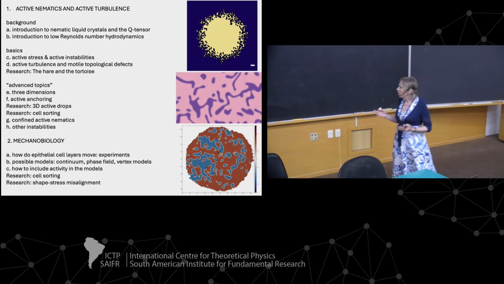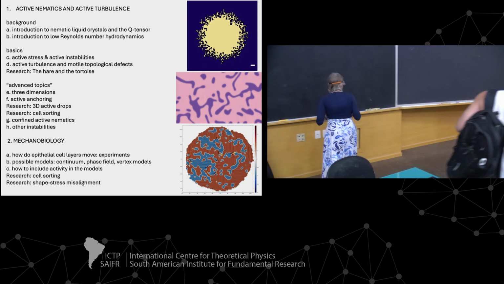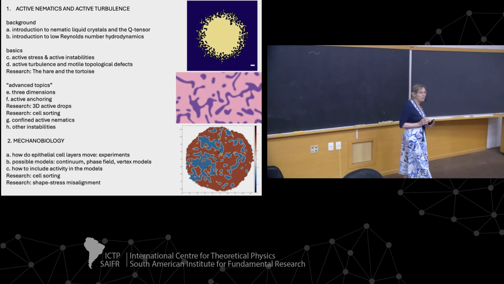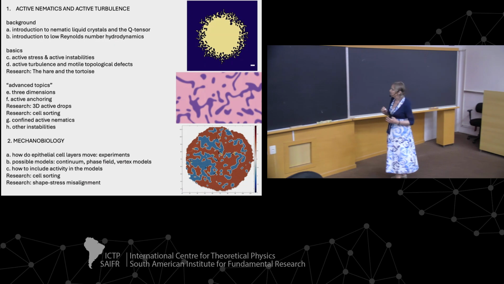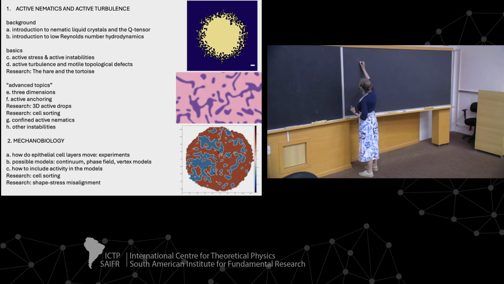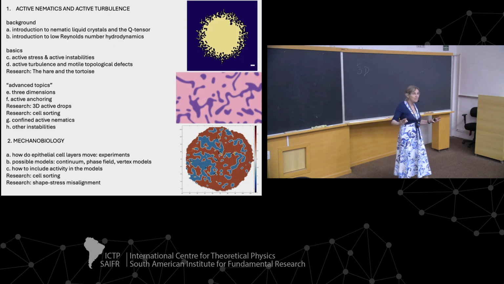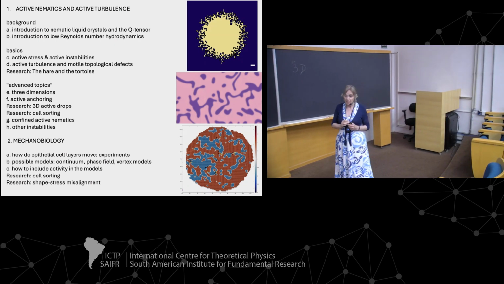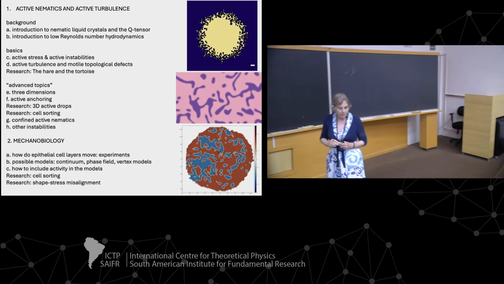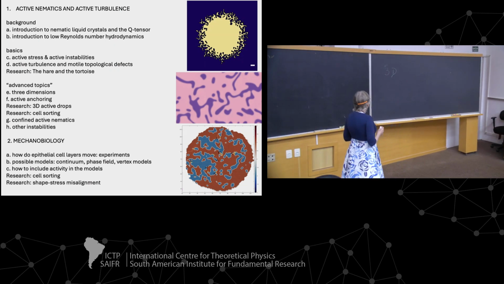Because we want to think about 3 dimensions, obviously. And I rather disagree with Francesco that you don't get active matter in 3 dimensions. Although with active colloids, he's dead right, okay? So we're going to talk about the difference between 2-dimensional active matter and 3-dimensional active matter. Then I'm going to introduce something called active anchoring.